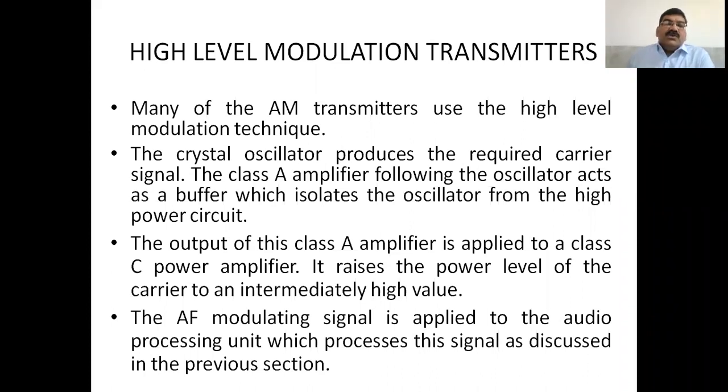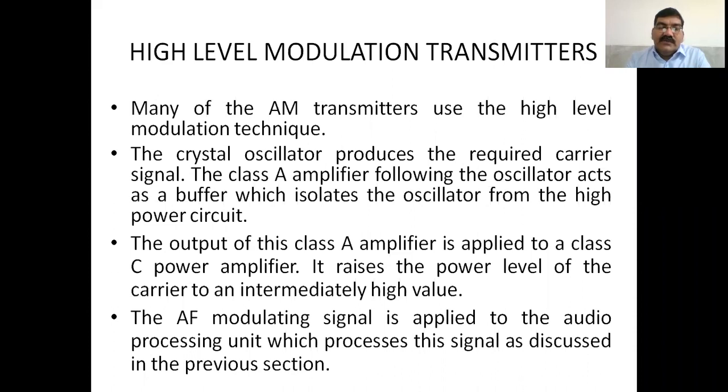Okay. As I mentioned, the crystal oscillator provides the required signal to the Class A amplifier, the oscillator is there, buffering is done, and next: the output of this Class A amplifier is applied to a Class C power amplifier. It raises the power level of the carrier to an intermediately high value. The Class A amplifier is there as previously, and the Class C role is power amplification. So before the modulation, power amplification is done. This is the only difference here.